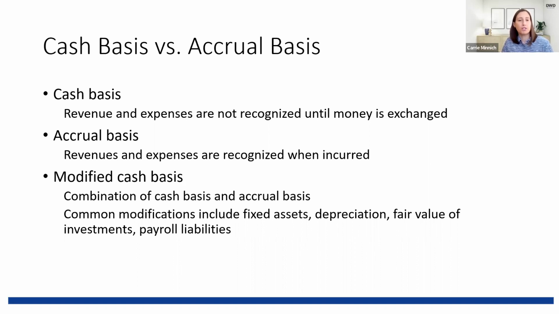And then there's also a third basis of accounting, the modified cash basis, which is kind of a combination of both the cash basis and the accrual basis. It starts with the cash basis and then it has different accrual modifications, most commonly recognizing fixed assets and related depreciation, fair value of investments, and payroll liabilities.